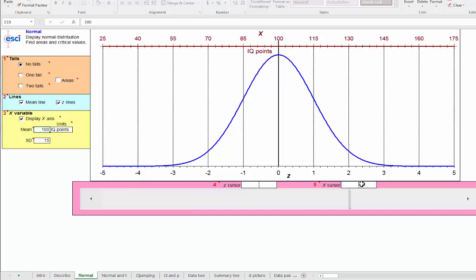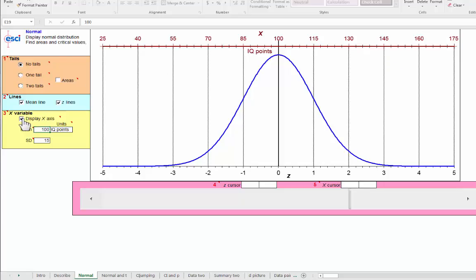So what proportion of people would you expect to score an IQ score above 130? Translate that down here to Z of 2, and we know the area is here roughly 2.5%, so roughly 2.5% of people would score an IQ greater than 130.